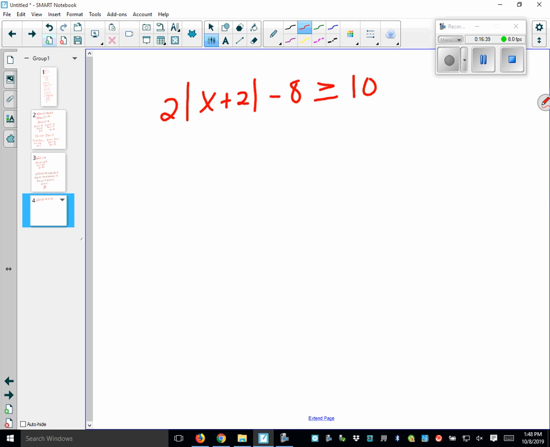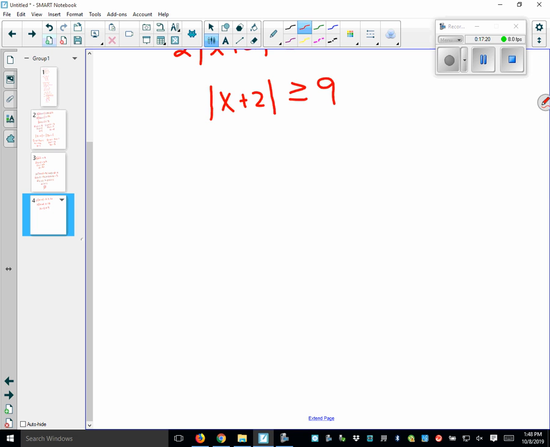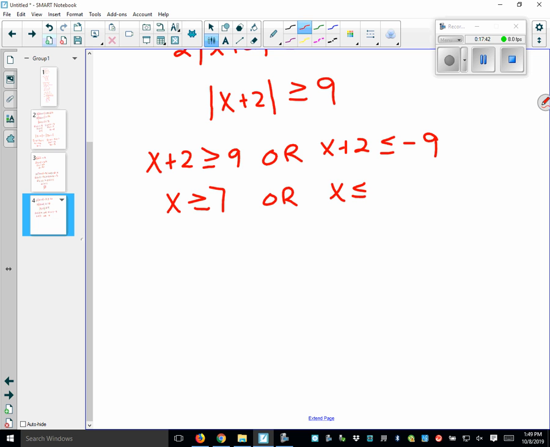Okay. Before I can decide if it's an and or an or, what do I have to do? Absolute value by itself, which I get there by subtract 8. No, I don't want to subtract 8. Add 8. So 2 times the absolute value of x plus 2 is greater than or equal to 18. The absolute value of x plus 2 is greater than or equal to 9. And or? Or. So x plus 2 is greater than or equal to 9, or x plus 2 is less than or equal to negative 9. So x is greater than or equal to 7, or x is less than or equal to negative 11.